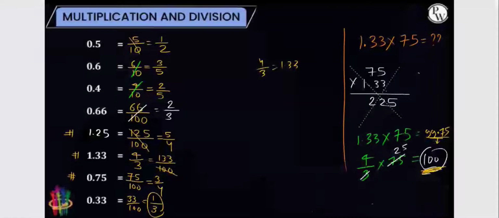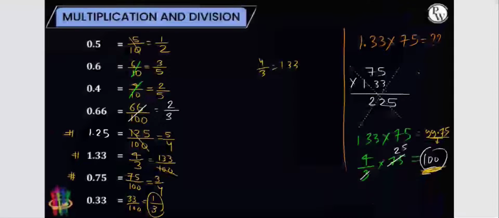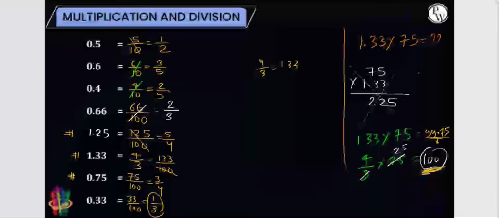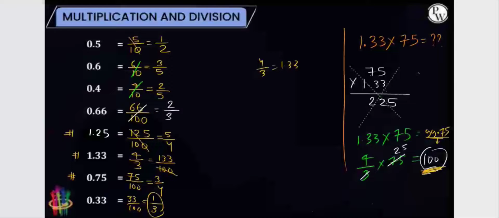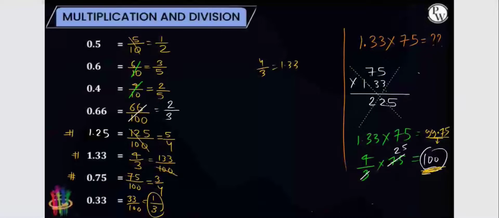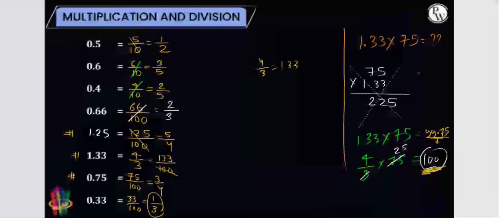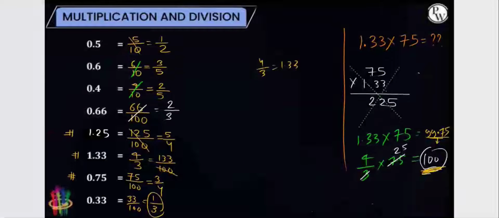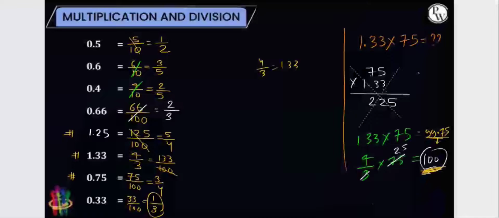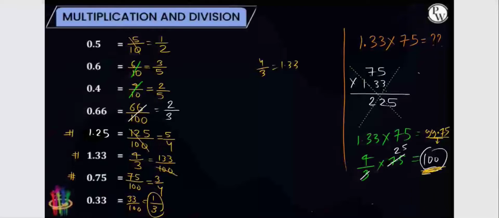In the same way, 0.33, 0.66, that is 33, 66 and 99, is the 2/3 part of 100. So it's like this. And here is the multiplication, like 1.33 into 75. You can easily calculate it: 1.33 can be written as 4 by 3, and 3 into 25 is 75. So 25 into 4 is 100, hence the answer is 100, right?